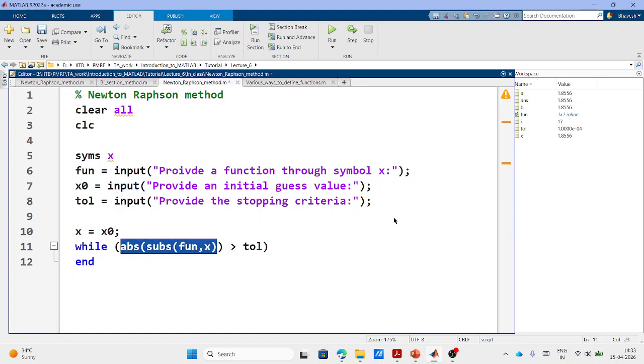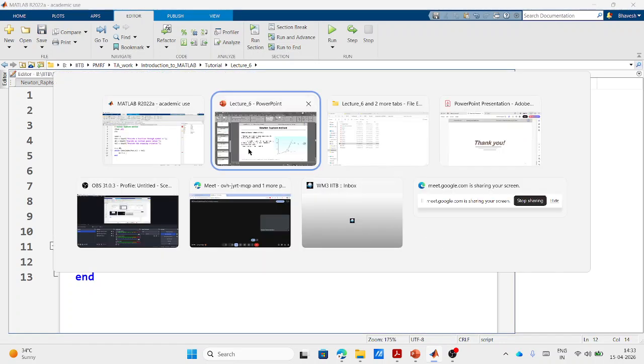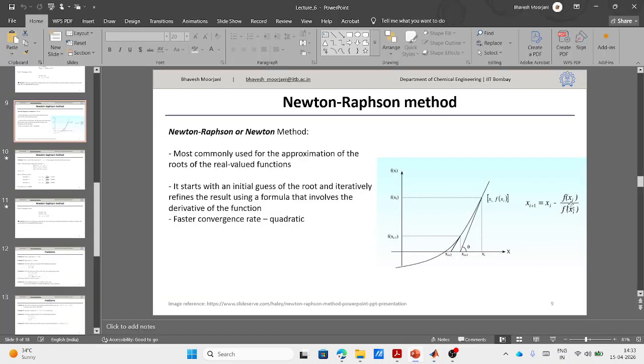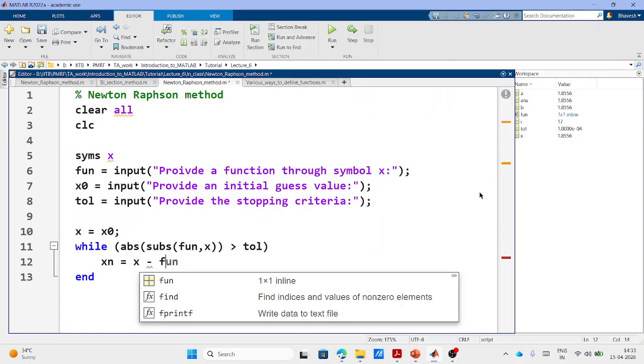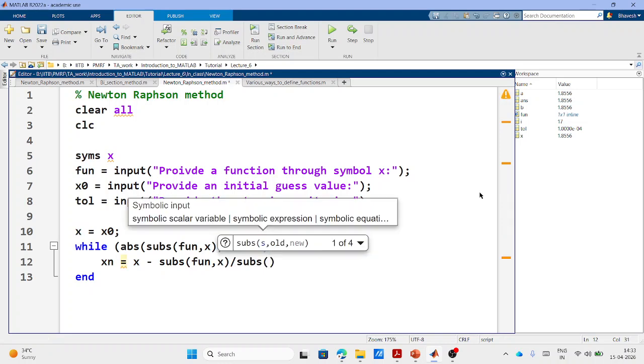So it will substitute the value of x in the function, and if it's greater than tolerance, then the loop will run. I have to find the next iteration xn. Let me call it xn is equal to x minus. What we have to do? We have to substitute f of x divided by f dash x. Okay, so that will be subs function at x divided by subs some function at x.